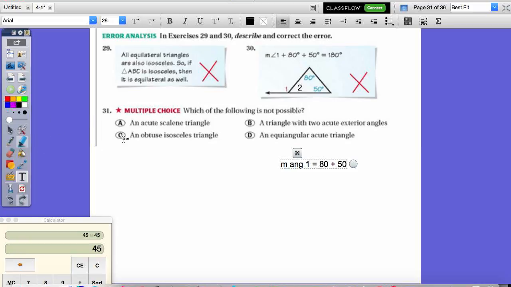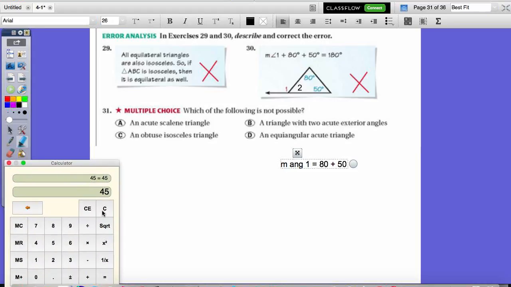For number 31, which of the following is not possible? An acute scalene triangle, where you can have a triangle with 3 non-equal sides and all of the angles are less than 90, so that's possible. An obtuse isosceles triangle. Well, you could have a triangle with angles of 30, 30, and that would make 60 and 120. So you can have an obtuse isosceles triangle.